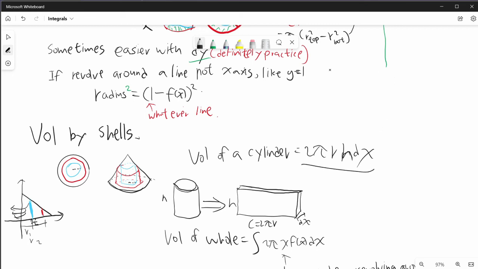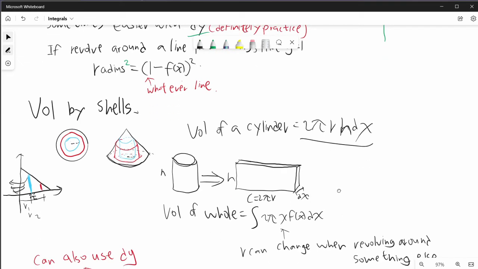That means that we can integrate that over the limits, and we get the integral of 2 pi x, which in this case will be r, times the h, which is f of x, how tall this thing is, how long the line is away from the x-axis, and then dx, right?